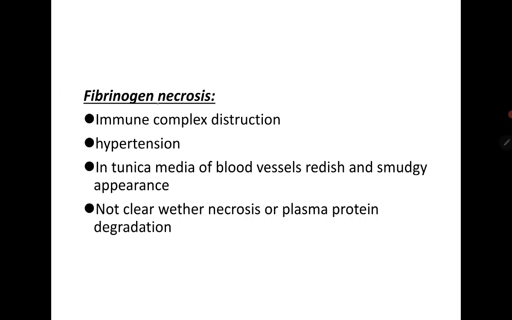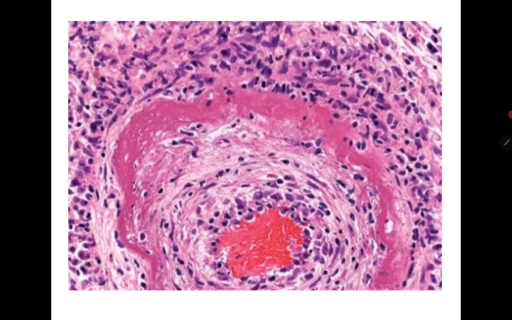Next and final, fibrinoid necrosis. In fibrinoid necrosis, immune complex deposition takes place. It is seen in hypertension because it majorly affects the blood vessels. It is a special type of necrosis. In the tunica media of the blood vessels, there is a reddish, smudgy appearance. It is indistinguishable, and we also cannot classify whether it is necrosis or plasma protein degradation. Let's get to the slide. Here you can clearly observe a smudgy appearance in the tunica media because of this necrosis.